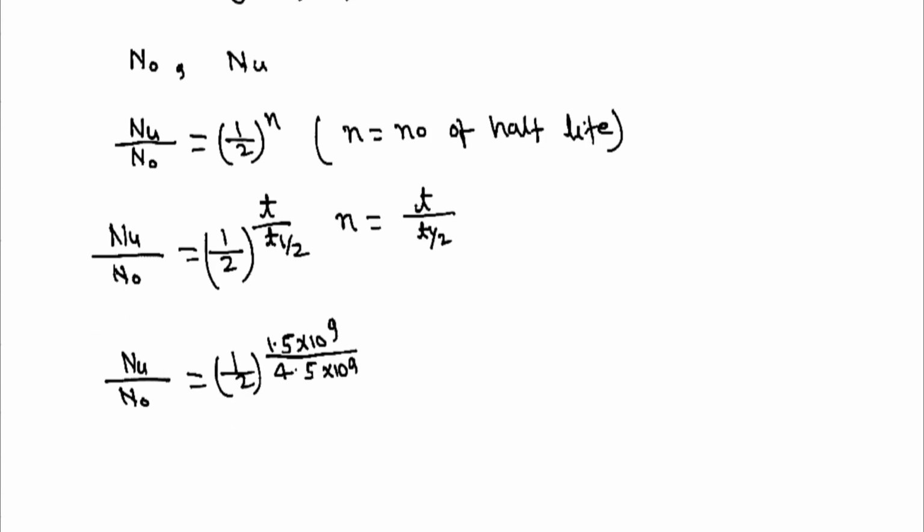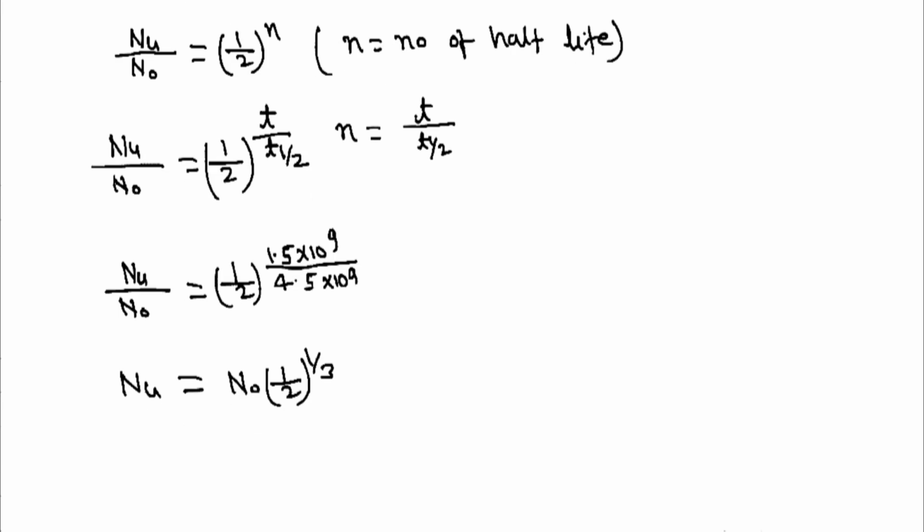So after solving this we can find this Nu value. The number of uranium atoms after some time is equal to N naught into (1/2) to the power 1/3. This we can write, clear?